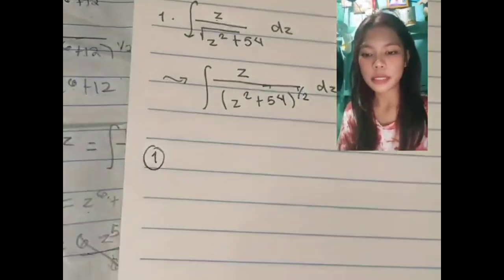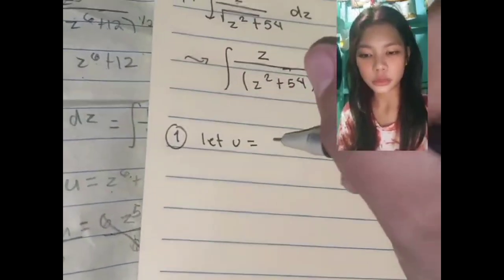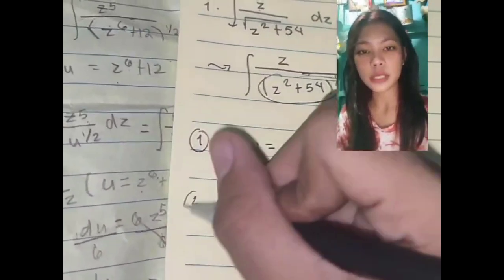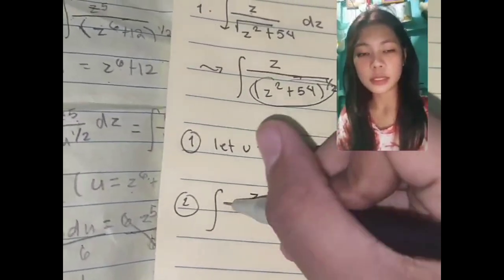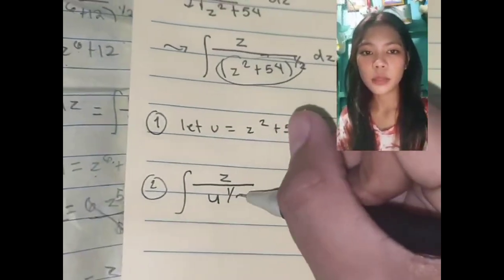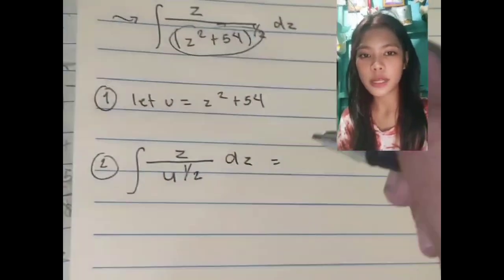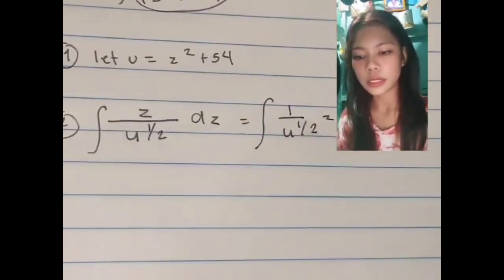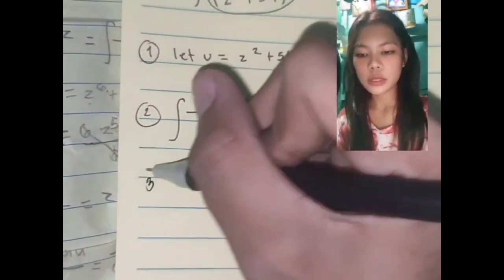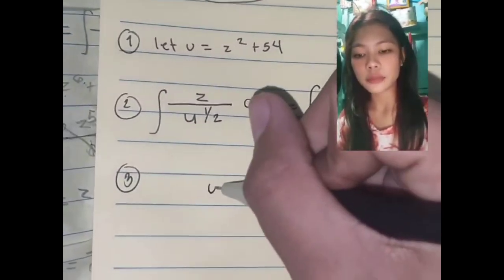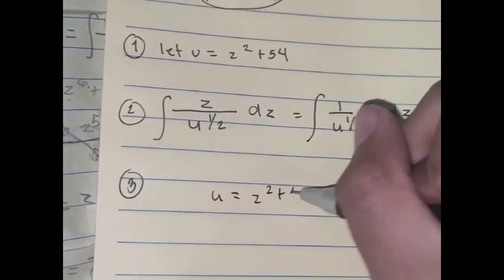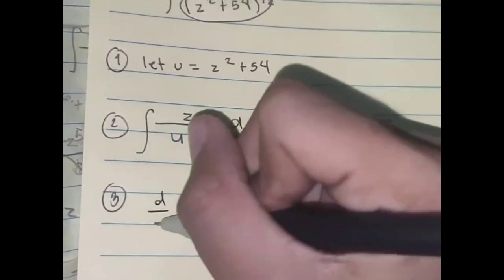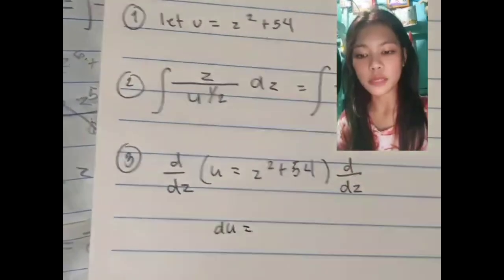Now the first step is to let u be equal to the inner function, which is z squared plus 54. The second step is to write the given again, but this time the inner function will become u. Then for the third step, u is equal to z squared plus 54, the inner function. We'll just take the derivative of both sides, d over dz.